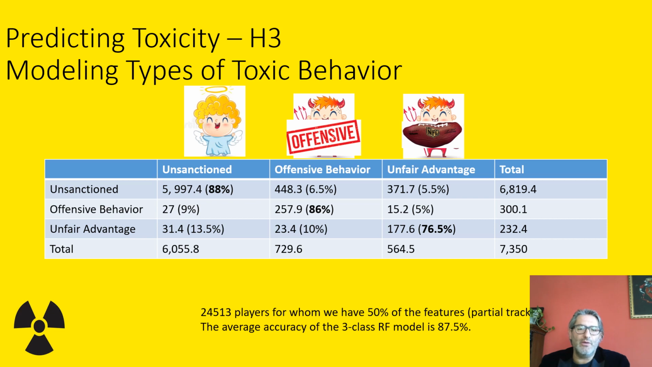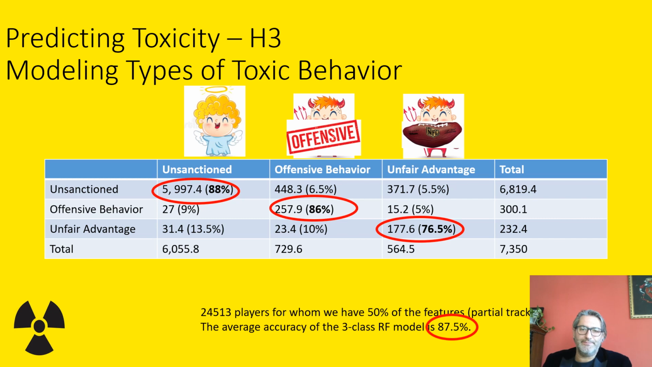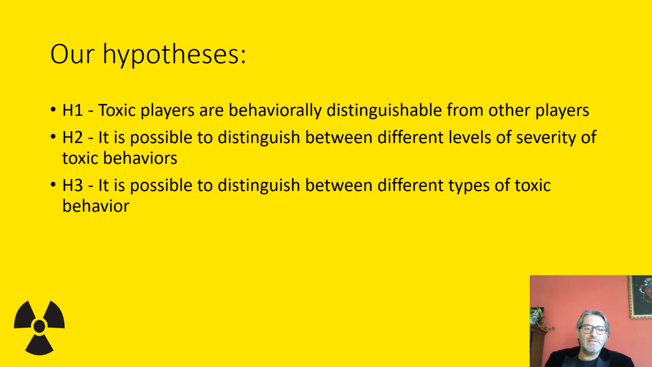The third hypothesis was to differentiate between players that have never been sanctioned, players that have been sanctioned for being offensive, and players that have been sanctioned for seeking an unfair advantage. Again, the accuracy is pretty high, with 88%, 86%, and 76%, averaging 87%. So our hypotheses have all been verified.